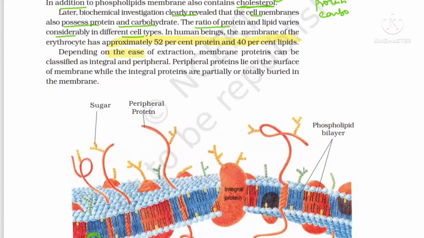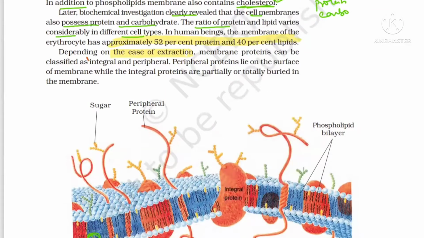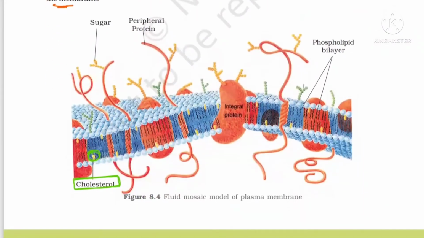Now, depending upon the ease of extraction, membrane proteins are classified in two categories: integral protein and peripheral protein. Integral means embedded, and peripheral means present on the surface, which can be removed easily. The peripheral proteins lie on the surface, while integral proteins are either partially or totally embedded. This is what I tried to explain. So in this diagram, this is sugar coming out, and this is a peripheral protein attached only on the outside. Is it clear?